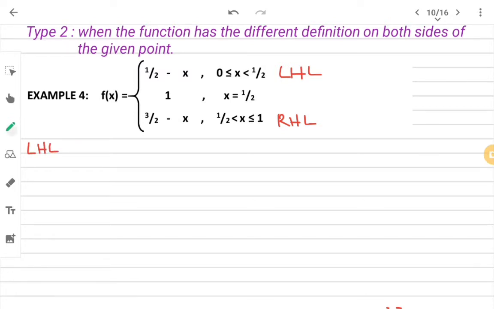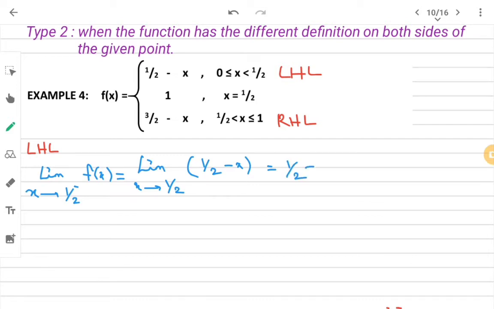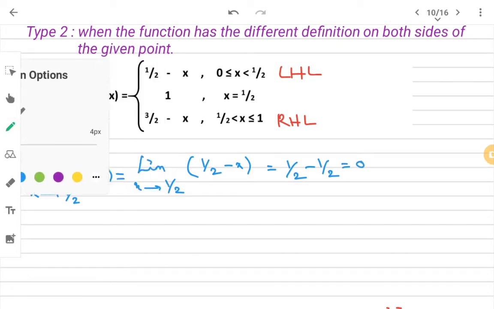Left hand limit. What is the function? Here the function is given as 1 by 2 minus x. So limit x tends to 1 by 2 minus of f of x. What is the function here? Limit x tends to 1 by 2, f of x is given as 1 by 2 minus x. Now I am going to substitute x is equal to 1 by 2. So what will happen? 1 by 2 minus 1 by 2. It will become 0.